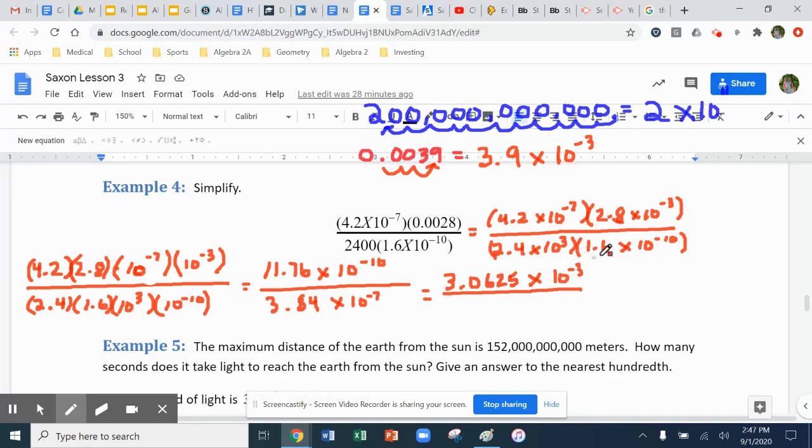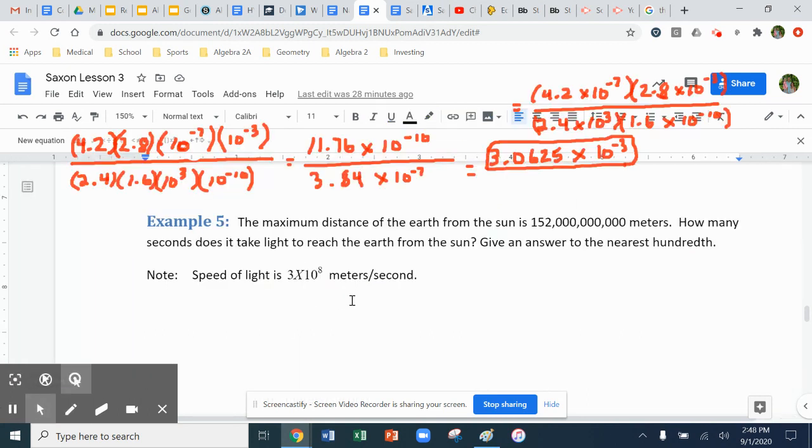And I have my answer in scientific notation already, 3.0625. The 3.0625 is between 1 and 10, and times a power of 10. So there's one method to multiply and divide, or find the product and quotient of scientific notation. For example 5, I'm going to show you an alternate way using a graphing calculator. So we'll take a look at that in example 5.